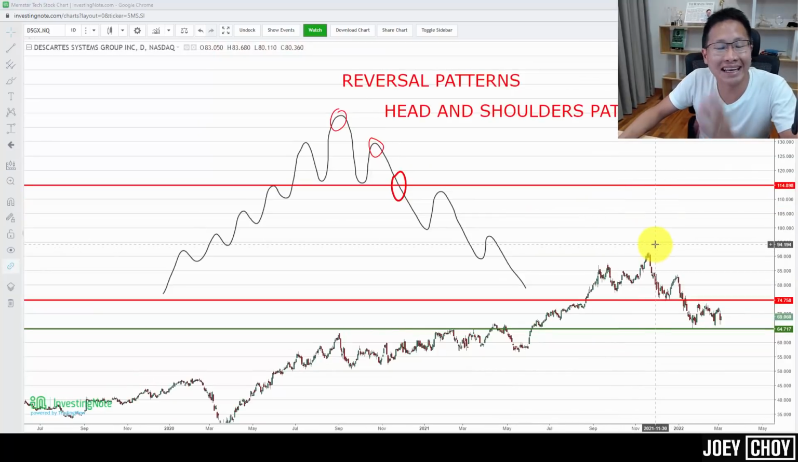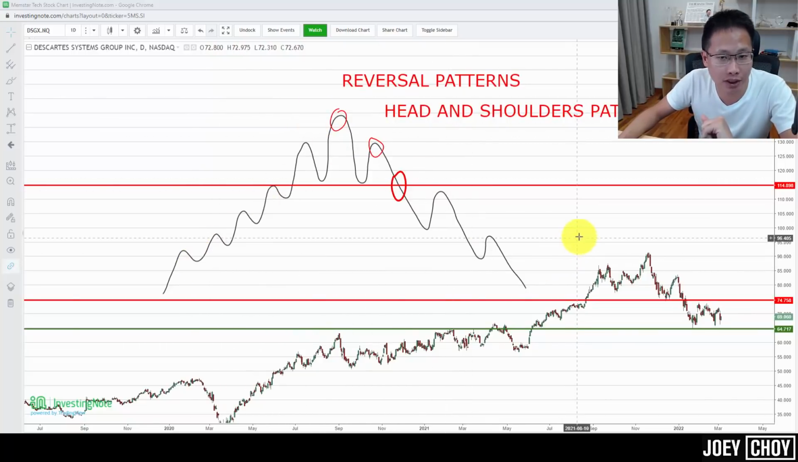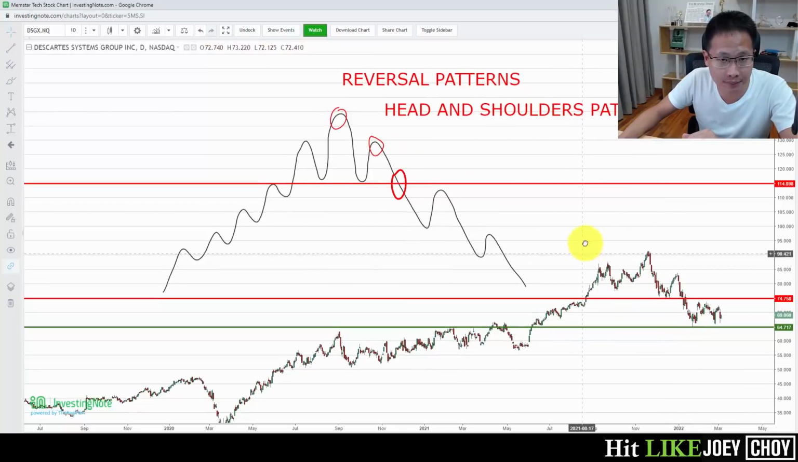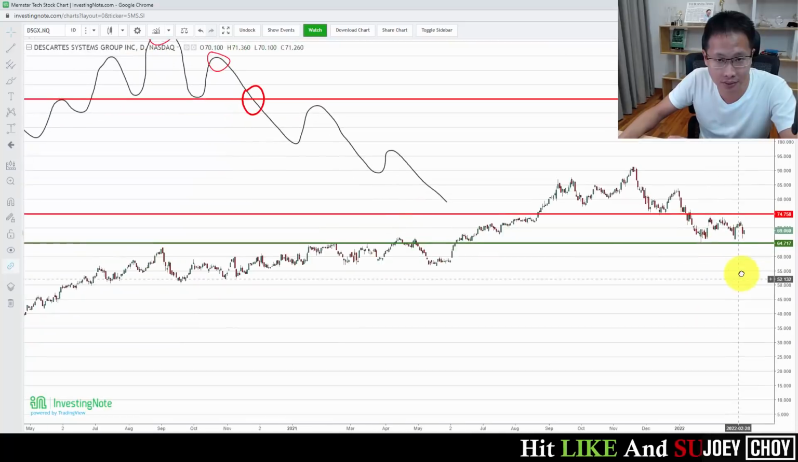So we have looked at the head and shoulder pattern, which is the first reversal pattern from an upwards direction to a downwards direction, right? So let's take a look at a case study right here. So this is a head and shoulder pattern, which is a reversal pattern, right? So look at this right here.